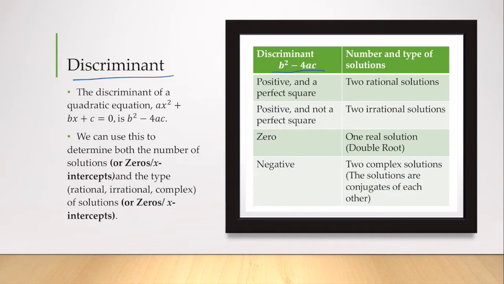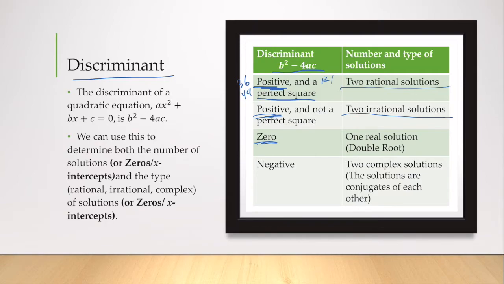So if my discriminant is positive and a perfect square, for example, like 36 or 49 or 121, there's a bunch of them, I'm going to have two rational solutions. If my discriminant is positive and it's not a perfect square, then it's not going to simplify out to a constant, right? So I'm going to have two irrational solutions. If my discriminant is 0, I'm only going to have one real solution.